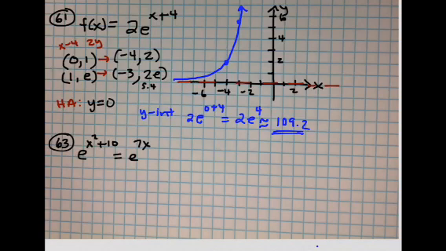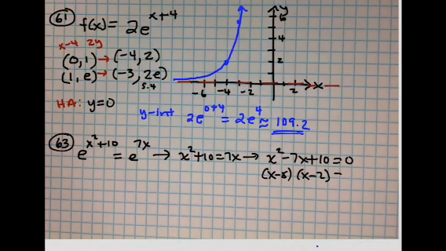Alright, so on 63, since the bases are the same, then we can say that the exponents have to be equal. So this equation leads us to x squared plus 10 equals 7x. So we move the 7x over to the other side, and put it in standard form, x squared minus 7x plus 10 equals 0. So factors of 10 that add up to -7 would be -5 and -2, so this becomes x minus 5 and x minus 2. So then x equals 5 and 2, or 2, 5, however you want to write it.